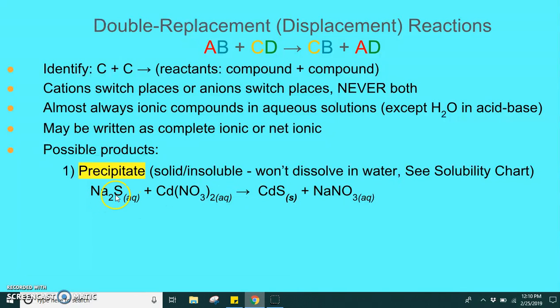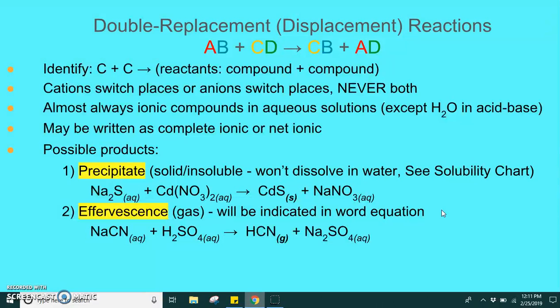So you have sodium bonded to sulfur here, which is aqueous, cadmium bonded to nitrate, which is aqueous, and the cadmium and the nitrate split apart from each other, and the sodium and the sulfur split apart from each other, and now the cadmium bonds to the sulfur. So you form that new compound, and that happens to be insoluble in water, and you also form Na bonding with NO3, which is still soluble, so it would stay aqueous. So the way to determine if these happen or not, you're going to have to use this little chart here called a solubility chart. So something else that you're going to learn how to use.